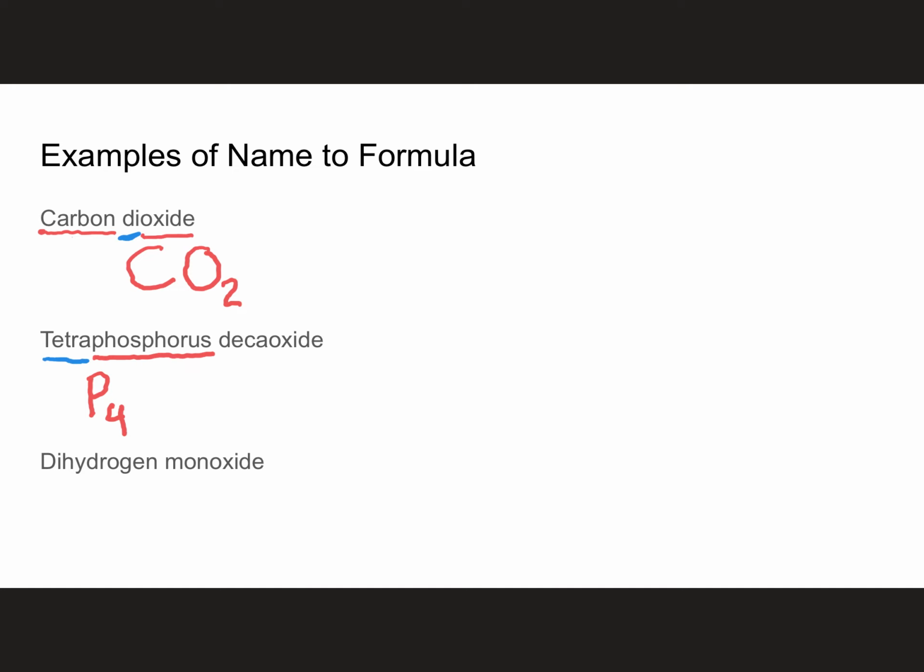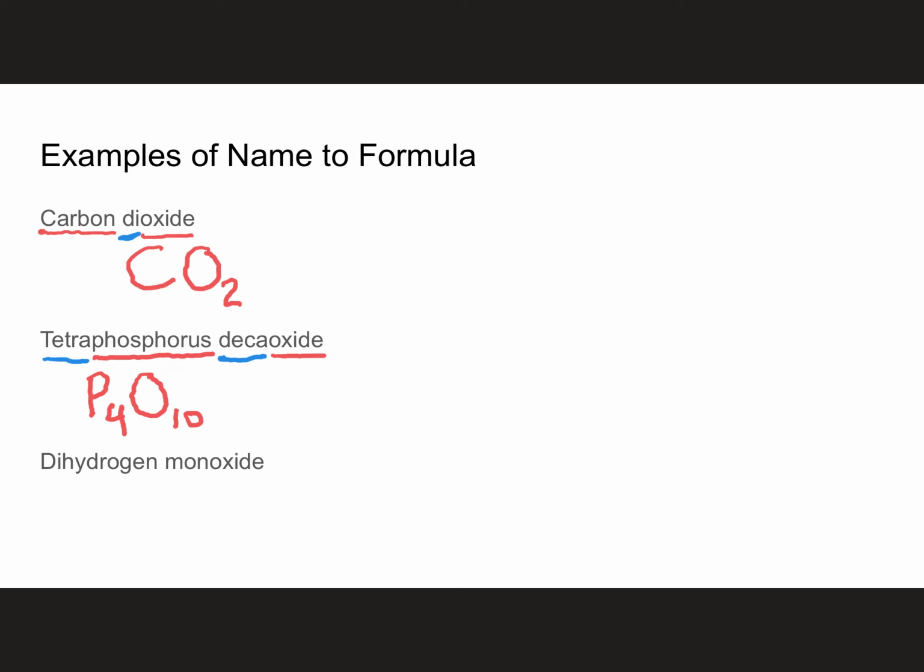Okay, so we're done with the first element now. Now we go to the second element, and we see here that oxide again. So that means O. We're going to put that right next to it, just like we did in a formula. Then we look at the prefix in front of it. There's always going to be a prefix, and that's deca, and that means 10. And so that would be the subscript for that.